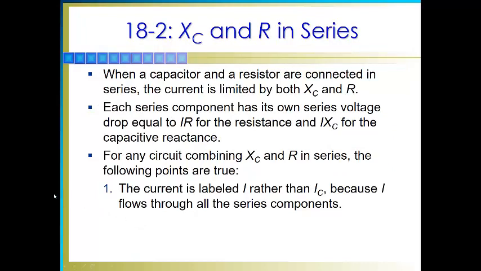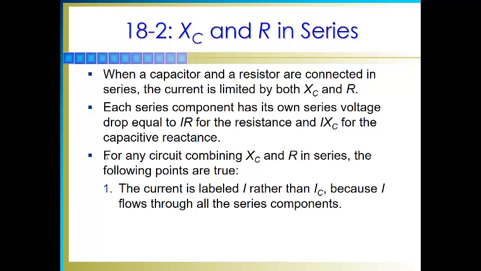So when a capacitor and a resistor are connected in series, the current is limited by both the capacitive reactance and the resistance. Remember when we defined the capacitive reactance in previous chapters? The reactance is equivalent to the resistance in a resistor. They both represent opposition to current in the circuit. So it's resistance for the resistors, capacitive reactance for the capacitors.